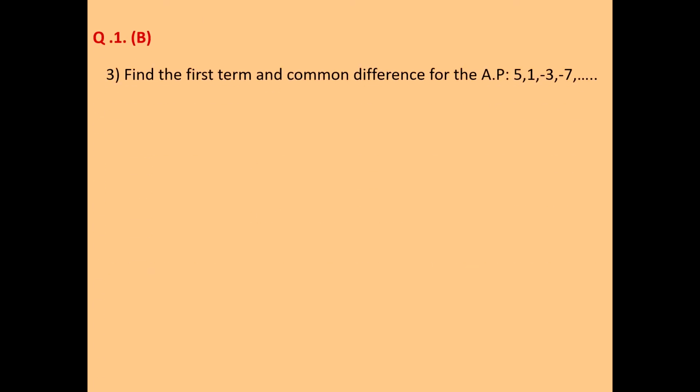Question number 1B, third one. Find the first term and the common difference for the AP 5, 1, minus 3, minus 4. They want the first term, so you can directly get A equals T1 equals 5, because our first term is 5. And the common difference you can simplify. Common difference is equal to T2 minus T1 or T3 minus T2. So you can simplify and get the value D equals minus 4. Half marks you will get for both.